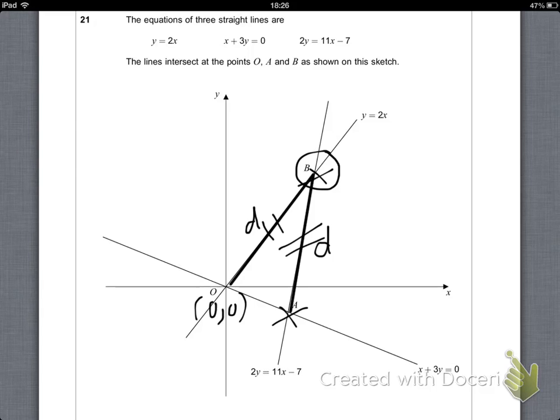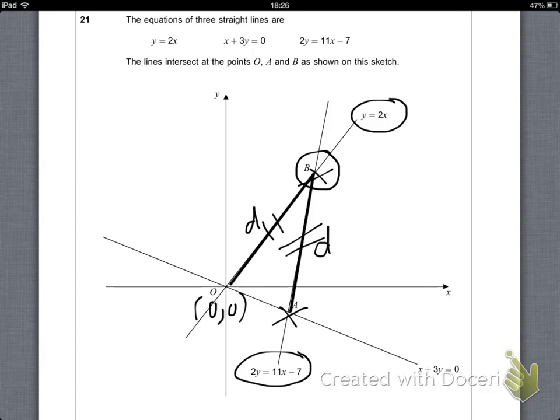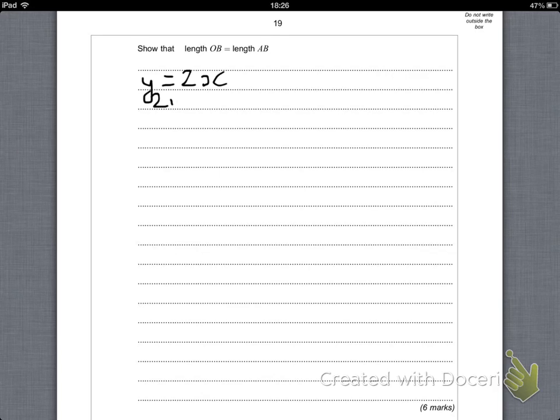So B's coordinates are the crossing point of these two equations. The two equations that you need are y equals 2x and 2y equals 11x minus 7. So we'll start here: y equals 2x and 2y equals 11x minus 7. So we need to solve that to find the coordinates.